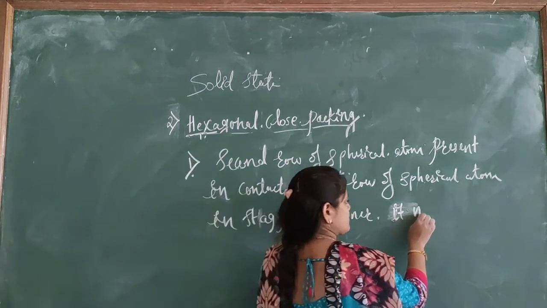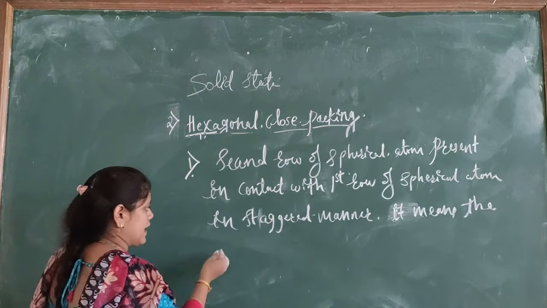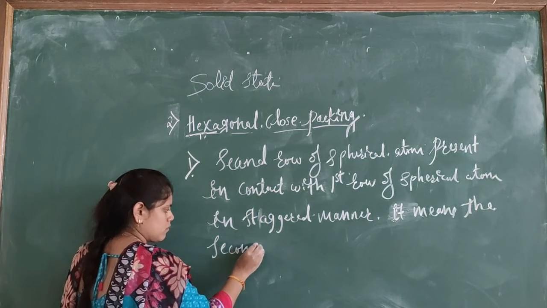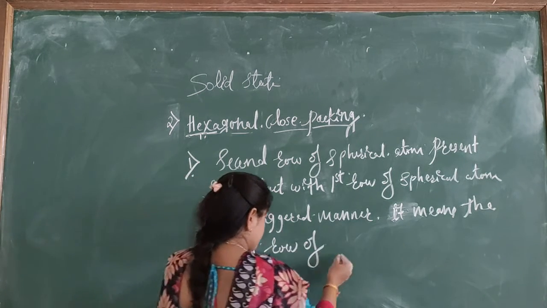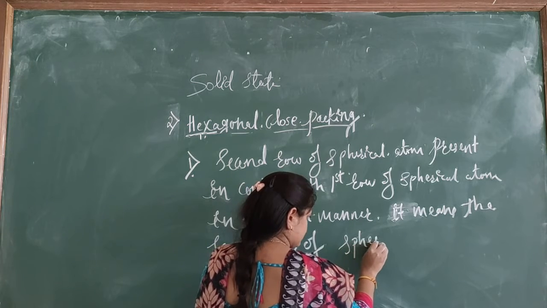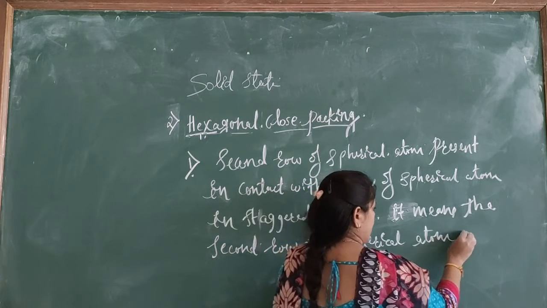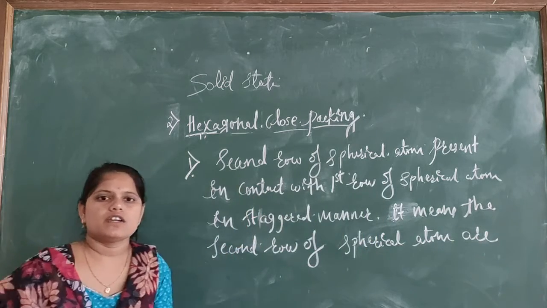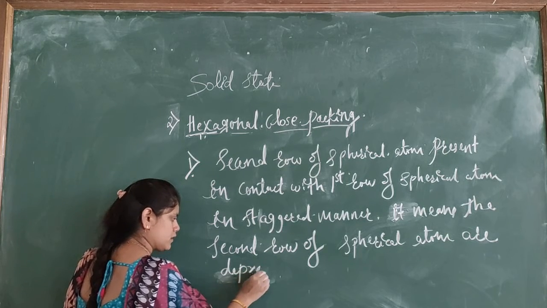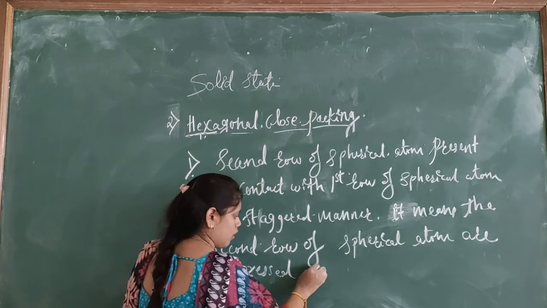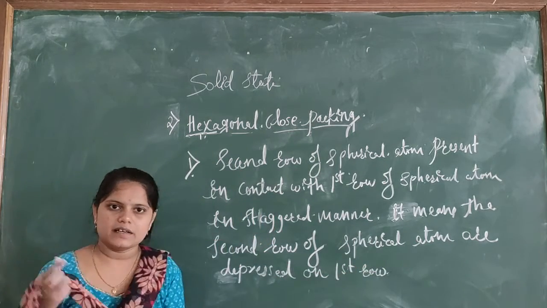So it means the second row of spherical atoms are depressed on the first row of spherical atoms.